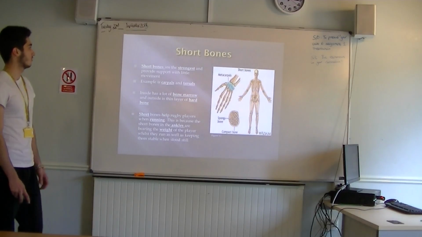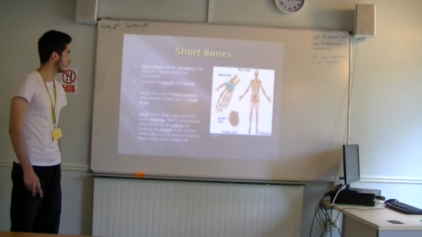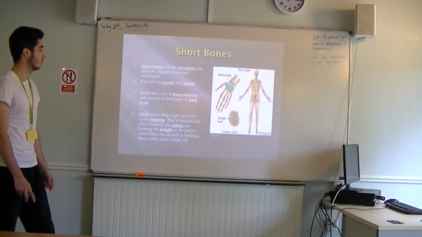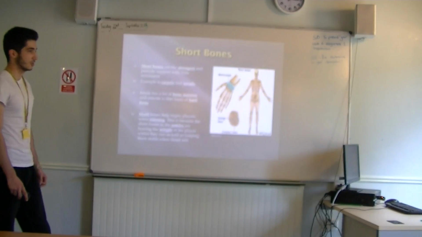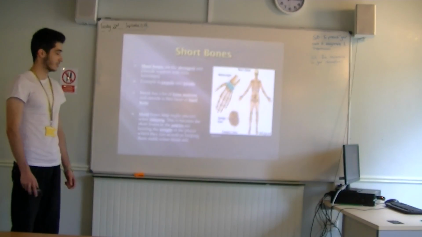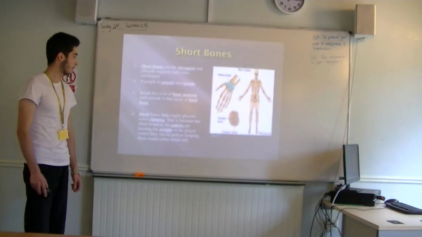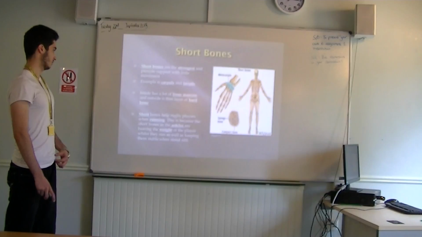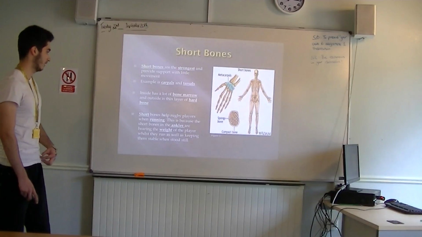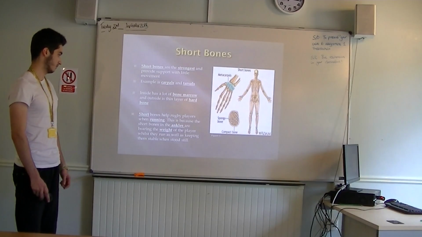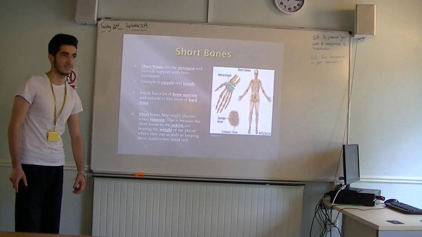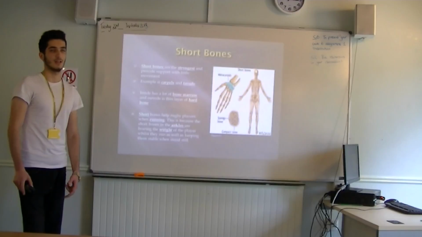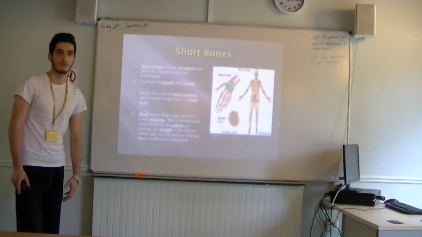Short bones are the strongest and provide support with little movement. For example, the carpals and tarsals. Inside there is a lot of bone marrow and outside layers of hard bone. Short bones help rugby players when running. This is because the short bones in the ankles are bearing the weight of the player whilst they run, as well as keeping them stable when standing still. Yet again, when they're running, without these bones, they would be more vulnerable to damage.